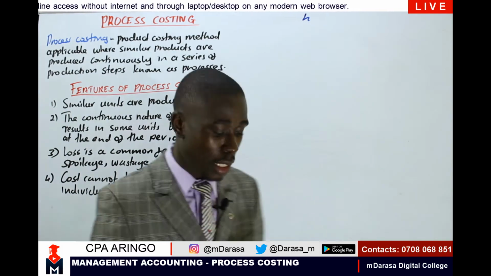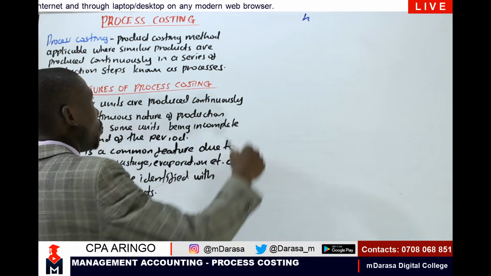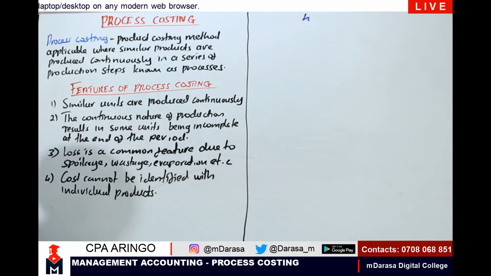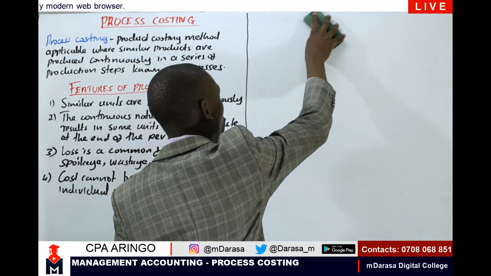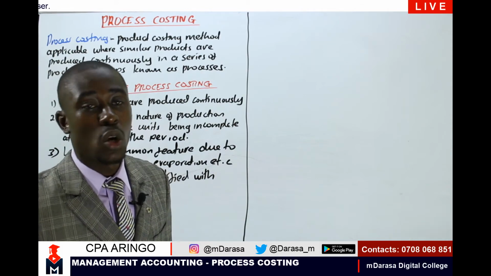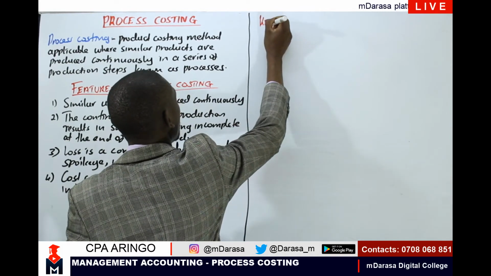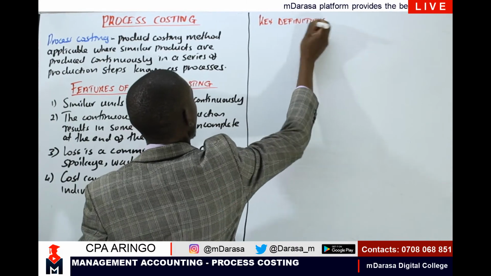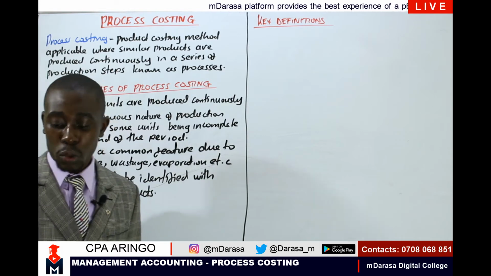So after we've gotten that concept clearly, now I want us to understand some of the elements that we are talking about here. Term them as key definitions under process costing. The definitions that you must always have in mind whenever you are looking at process costing. What are some of these elements that you must always have in mind whenever you are dealing with process costing?